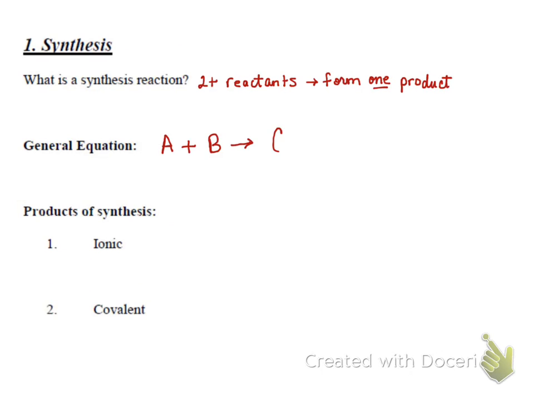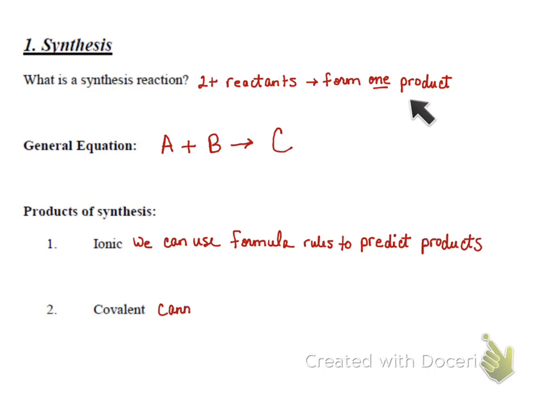A synthesis reaction is where 2 reactants come together and make a single product, one product. So a general equation is A plus B goes to form product C. If we're going to predict what the products are going to be for synthesis, if they're ionic, we can predict them because we know rules to predict what compounds, formulas are going to be made in ionic compounds, so we can predict the products. If they're covalent, because they can make lots of different ratios, we're not going to predict products in this case.